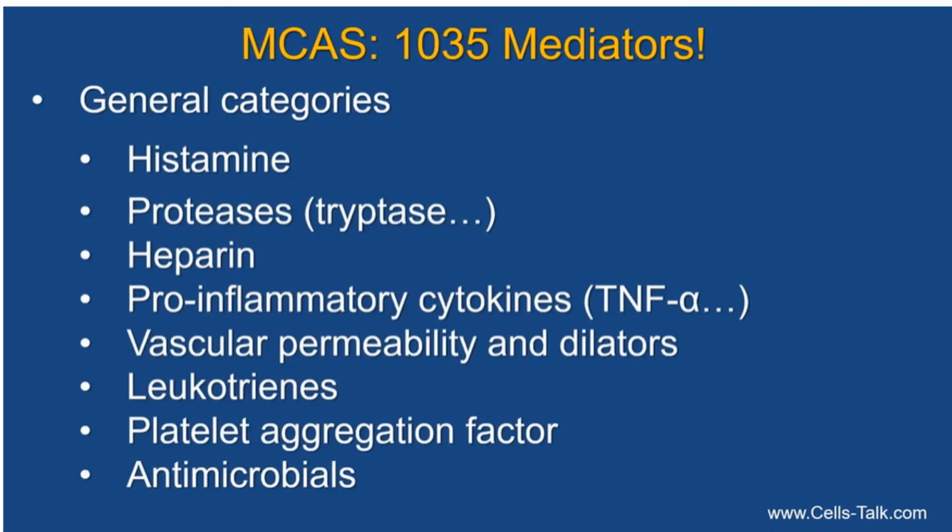With MCAS, there are over 1,000 mediators. That's an incredible number. The general categories of these mediators are histamine, proteases such as tryptase, which we'll talk about in following slides, heparin, pro-inflammatory cytokines like tumor necrosis factor alpha and others, vascular permeability factors and dilators, leukotrienes, platelet aggregation factors, and antimicrobials. Again, there are probably many more, too many to list here.